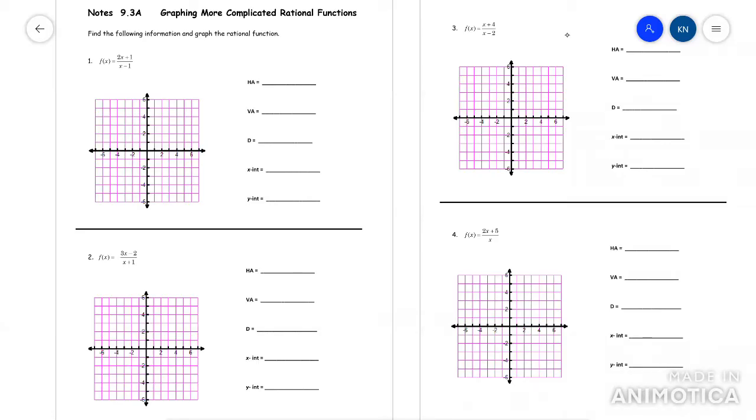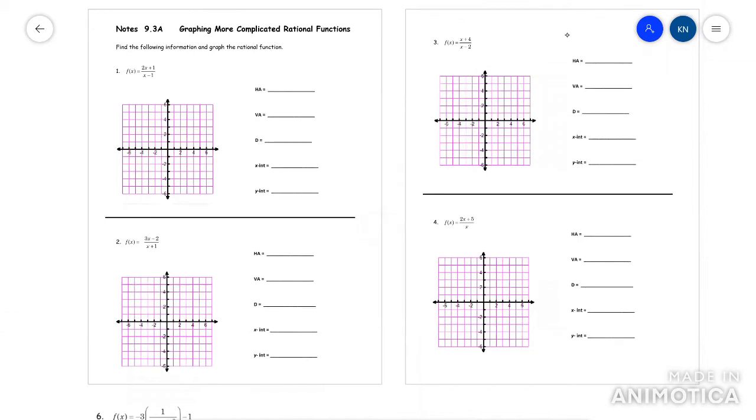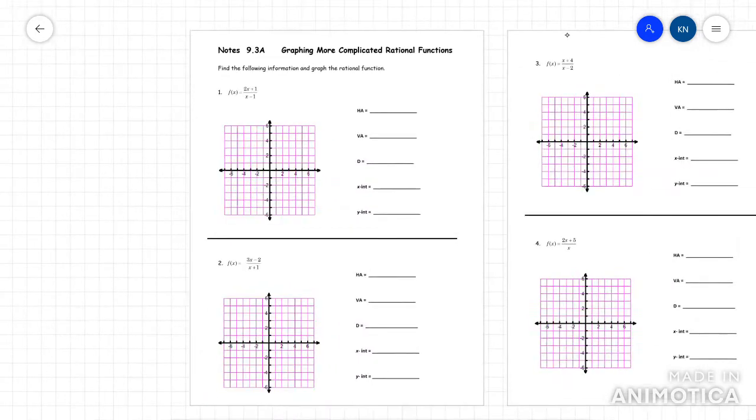All right, this video is going to go over notes 9.3a. This is just some more rationals, although these are going to be a little more challenging. So let's go ahead and get started.